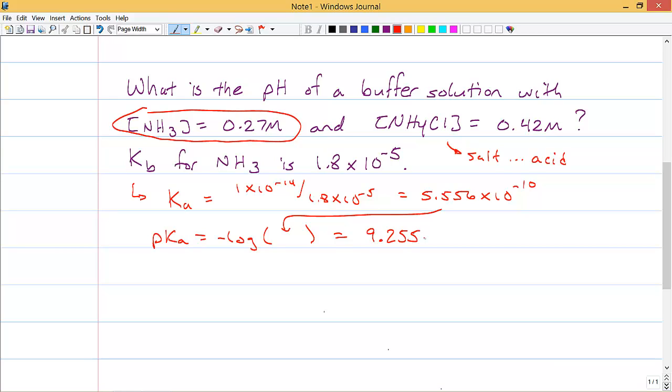All right. There's another way to get that, by the way. You could take the pKa and the pKb. They have to also add up to 14 for any particular acid or base. So we're okay doing it this method though. So now we've got the pH is equal to 9.255 plus the log of this ratio that I get, which is the base 0.27 molar divided by the acid 0.42 molar. And when I do that, I end up with 9.06.